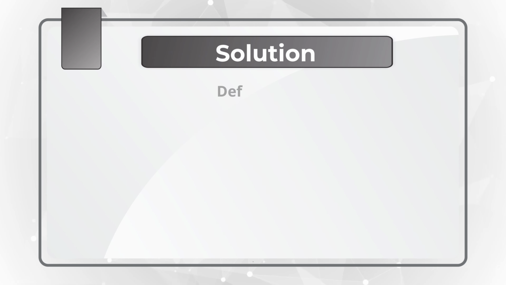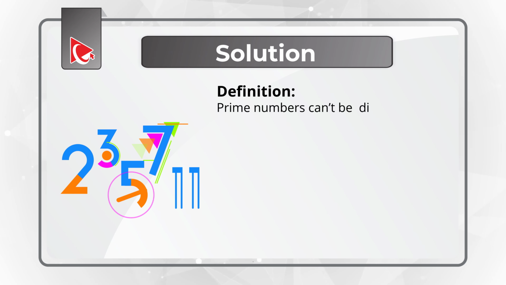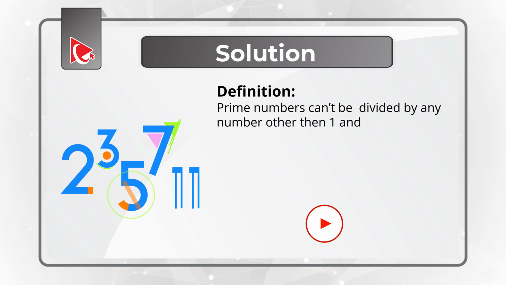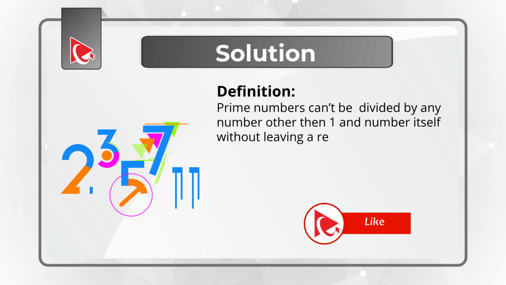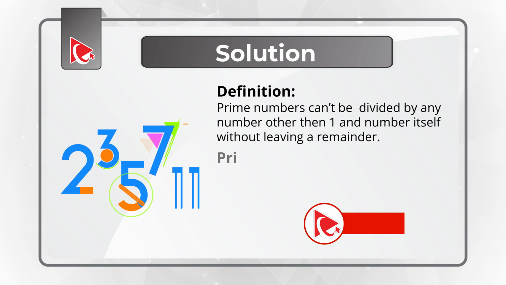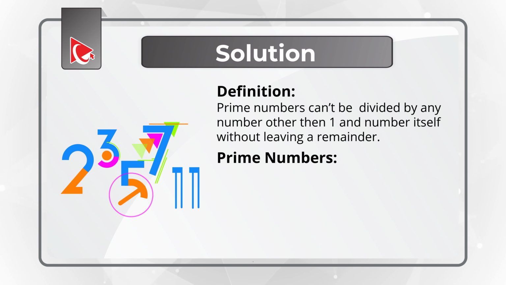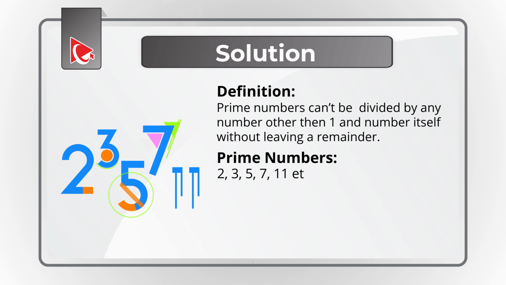To solve this challenge, let's start with the definition of a prime number. Prime numbers cannot be divided by any number other than 1 and the number itself without leaving a remainder. Some examples of prime numbers would be 2, 3, 5, 7, 11, and you can continue the chain.